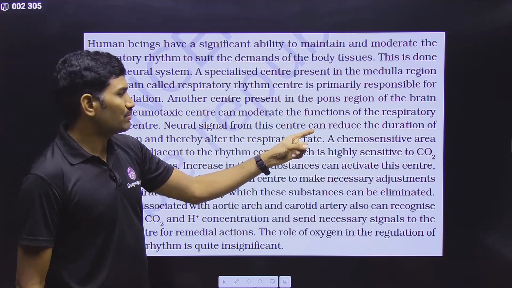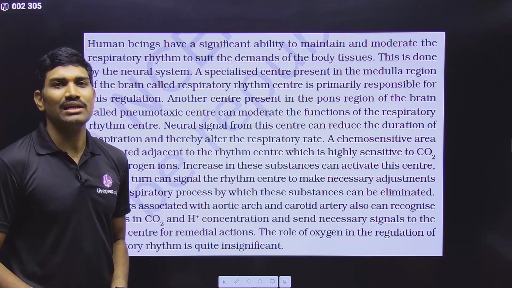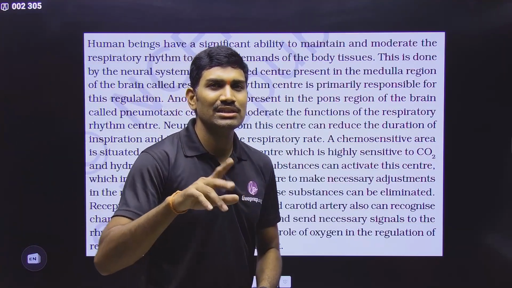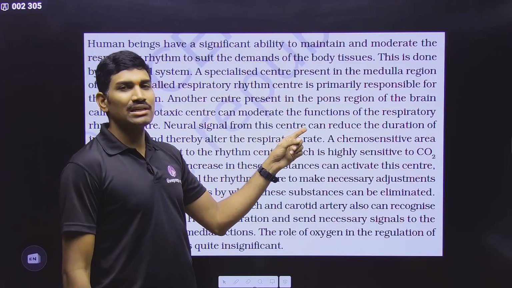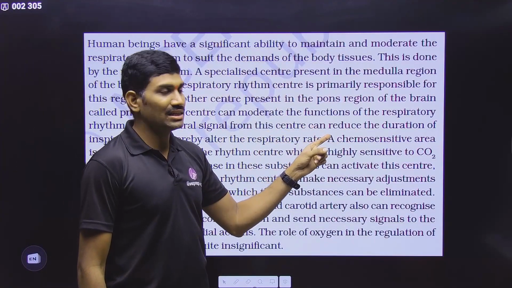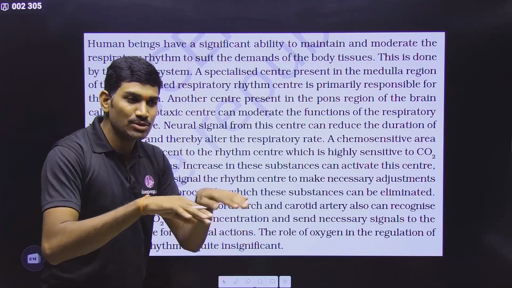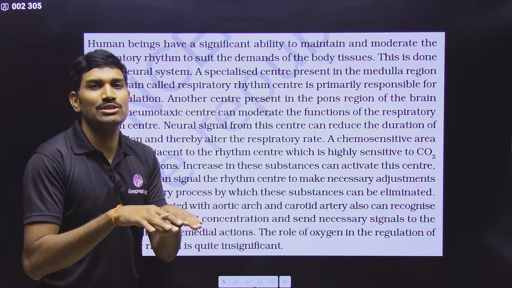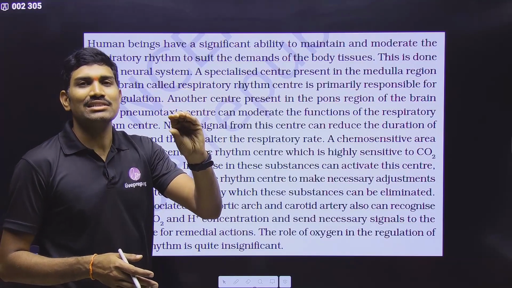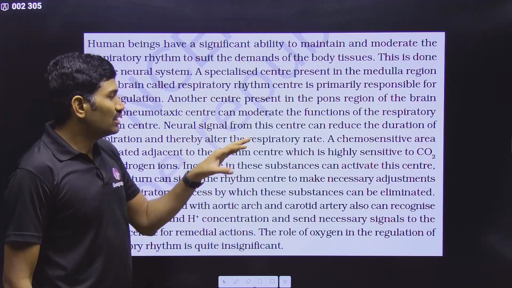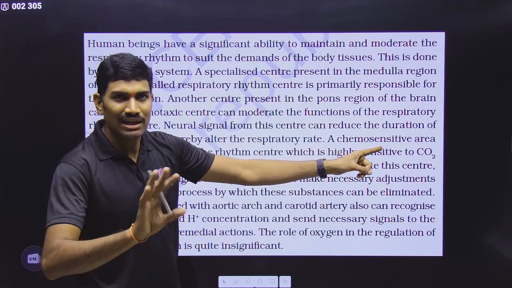Next, neural signals from this center can reduce the duration of inspiration and thereby alter the respiratory rate. So the cutoff information is coming from the pneumotaxic center. The neural signal from the pneumotaxic center can reduce the duration of inspiration. Since it is giving the inspiration cutoff timing, inspiration will stop accordingly. If inspiration stops in a very short time, the breathing rate will increase. So in this way it will alter the respiratory rate. In this way they are giving the relation between these two.